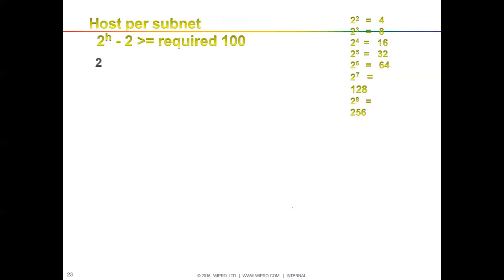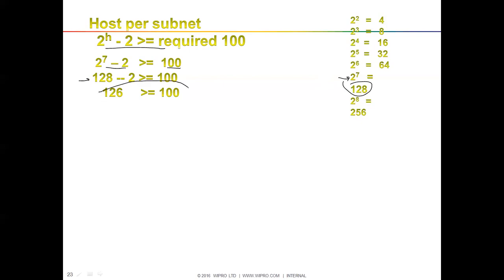We need to see the host per subnet. The first formula is host per subnet. How many hosts are required? 100. Where does 100 come in? Here, 2 raised to 7, which is 128. So the formula is always 2 raised to h minus 2 is equal to the required 100. So 128 minus 2 gives 126. So your host per subnet will be 126, meaning in your network you will have at least 126 hosts.